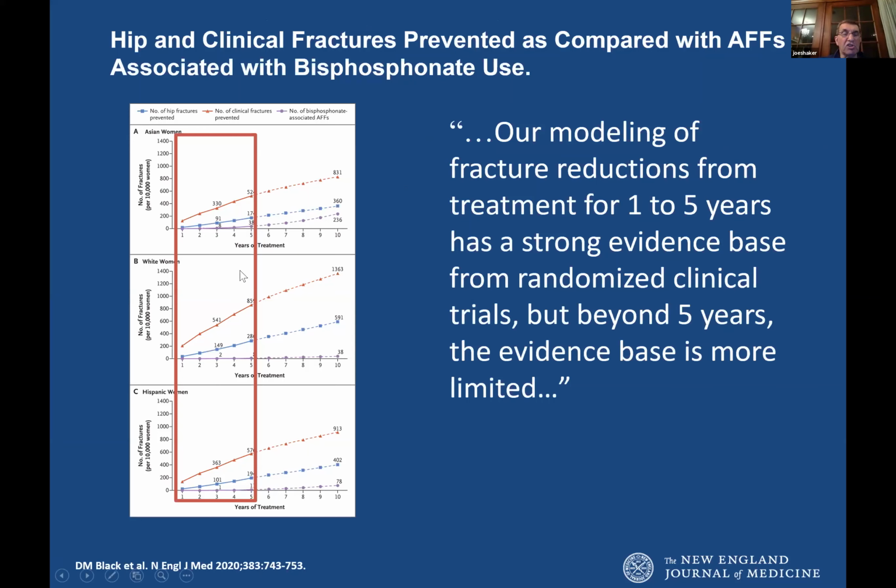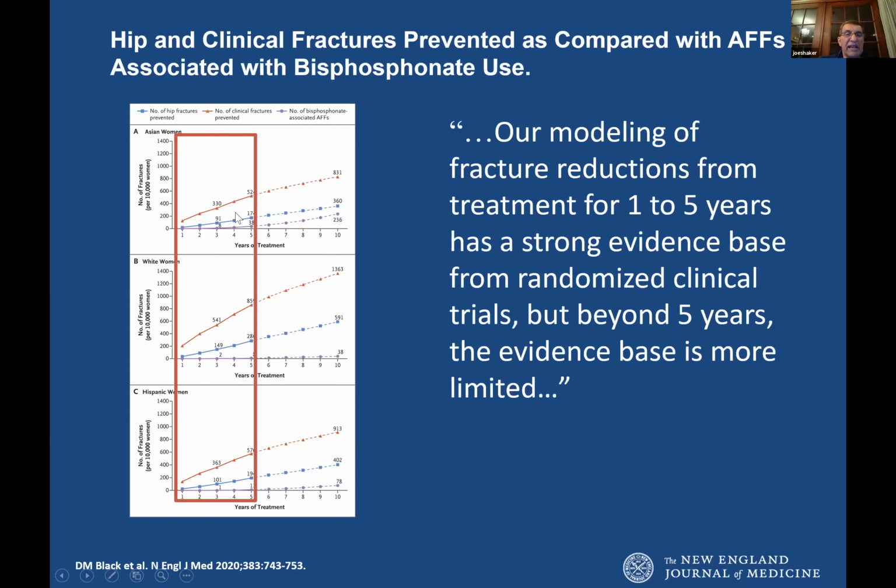So this is a study just recently published, and I want to focus on this red box. This is the first 5 years. And in the first 5 years, because the rest of it's kind of theoretical, I didn't quite understand how they did it. But in the first 5 years, the top line is the number of clinical fractures prevented. The blue line is the number of hip fractures prevented. And this bottom line is the number of atypical fractures caused.